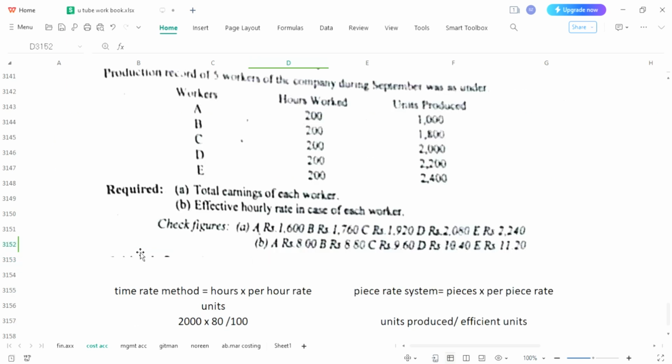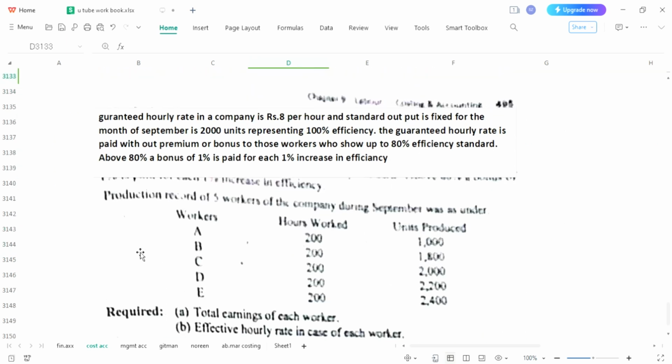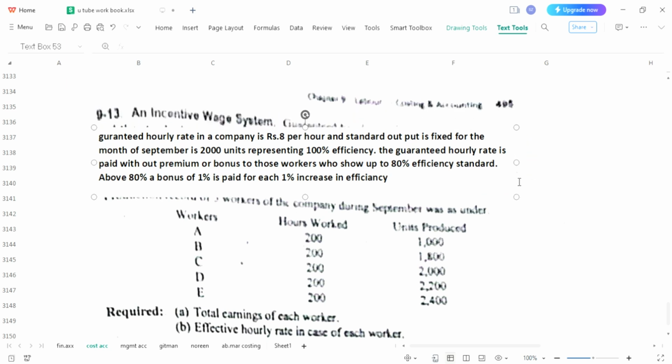So in this way, our question number, again, the question number was, let me see, it is behind. The question number was 13, I think. Yes, question number 9.13 has been completed.